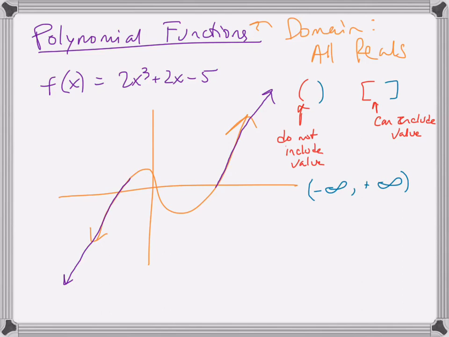So even if it's not a polynomial function, for another graph, if the domain stops at negative infinity or positive infinity, we always put parentheses around infinities. Okay, so for polynomial functions, the domain is all reals, and this is how you write it in interval notation.